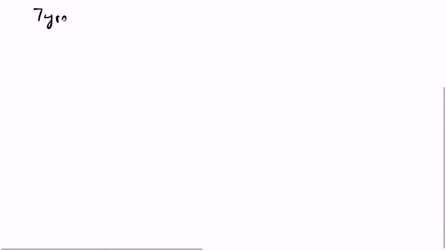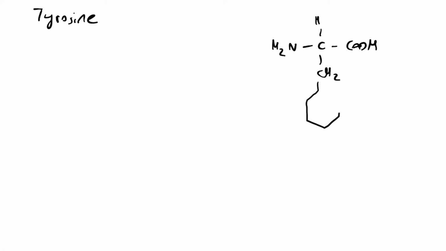So, tyrosine. Draw the structure on the right again. Tyrosine has a very similar structure to phenylalanine, as you will see. There we go. It's a weird benzene ring, but oh well. So, the only difference is this hydroxyl group, really.